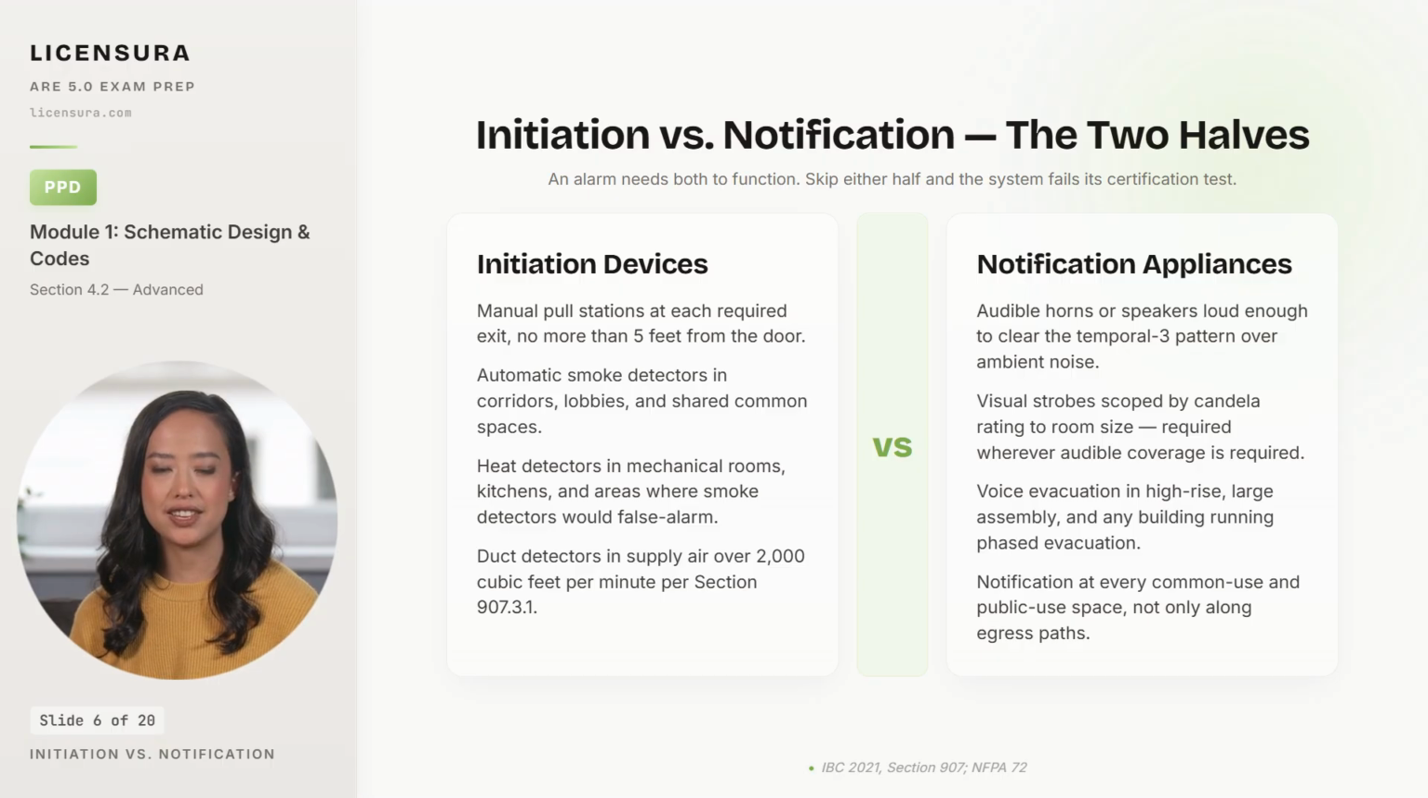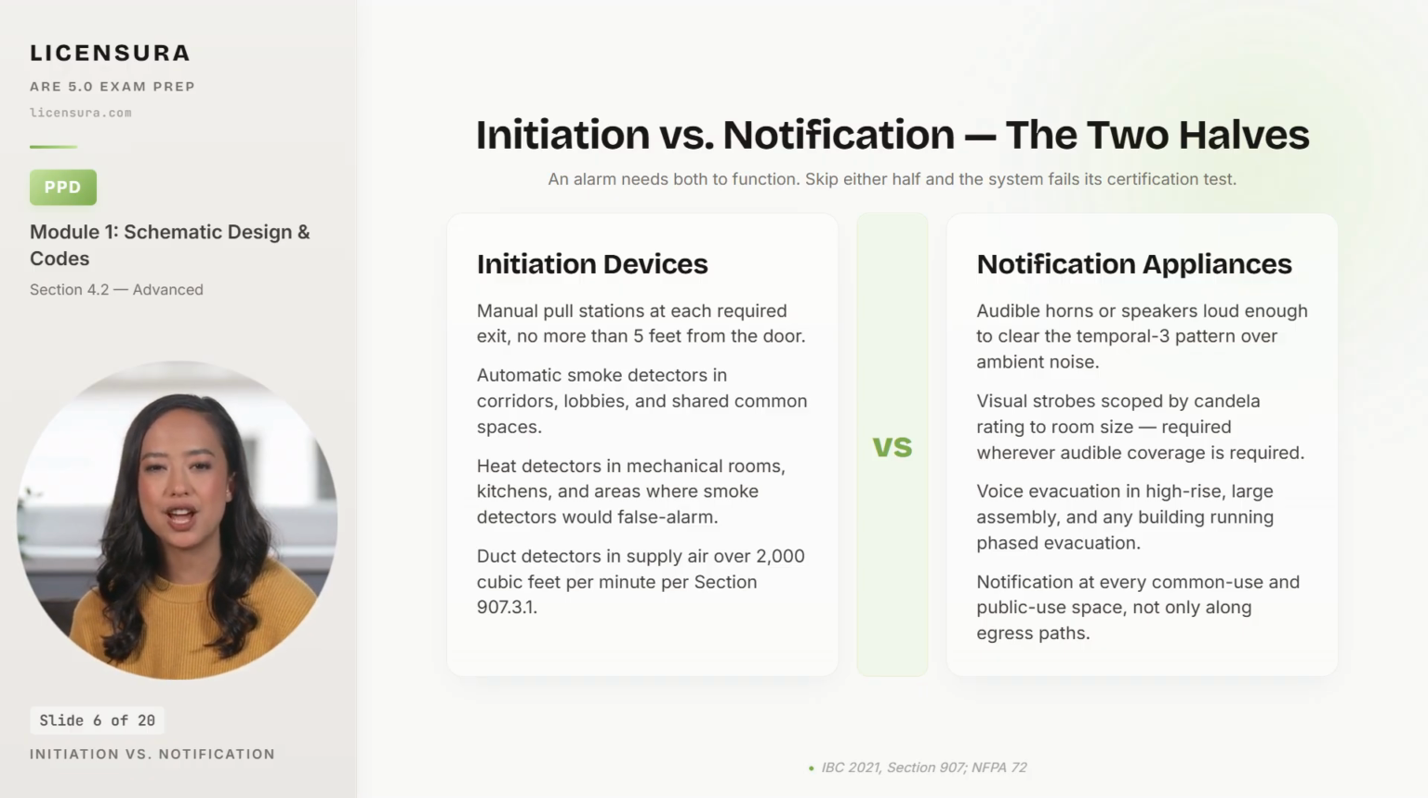The notification side is how the system tells occupants to leave. Audible is the temporal 3-horn or speaker, sized to clear ambient noise in every space. Visual is the strobe, and it carries its own scoping rule under ADA, required wherever audible is required, candela rating matched to room size, mounted at the right height.